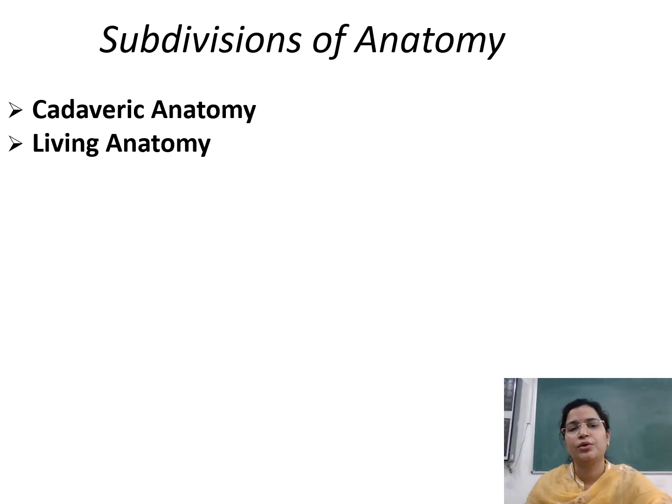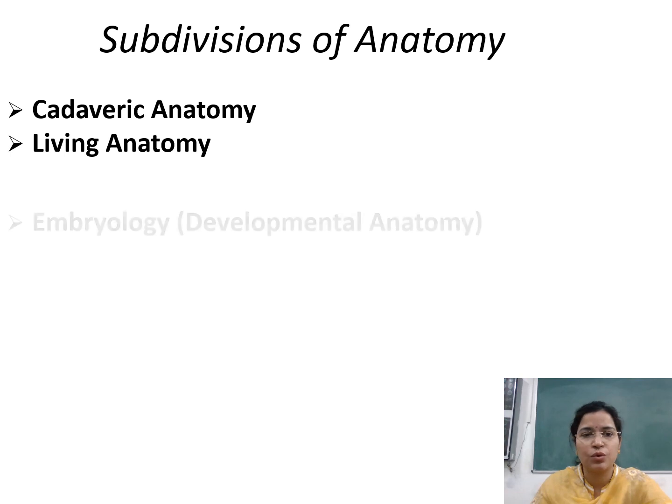Now what is living anatomy? Living anatomy can be learned on our own body. Suppose we palpate the radial artery here, and ask where exactly it is present. The radial artery can be palpated against the lower end of the radius. So living anatomy should be learned on our own body.